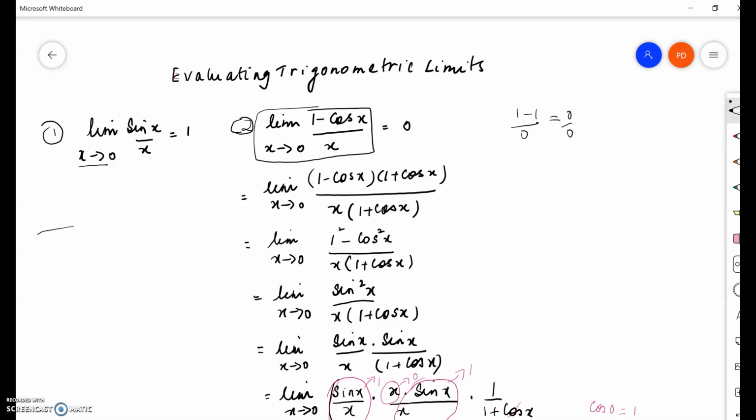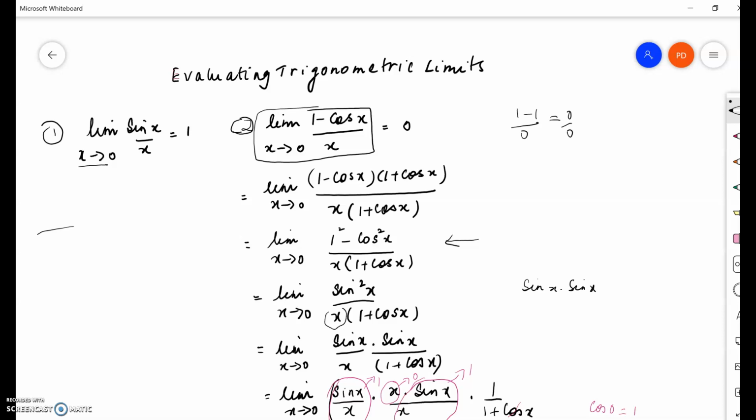And the reason why we do that is because 1 minus cosine of x times 1 plus cosine of x is 1 squared minus cosine squared of x, which is 1 minus cosine squared of x, which is sine squared of x. So limit as x approaches 0 of sine squared of x over x times 1 plus cosine of x. Now we know that sine x over x is 1. So sine squared of x, we split it into sine x times sine x.